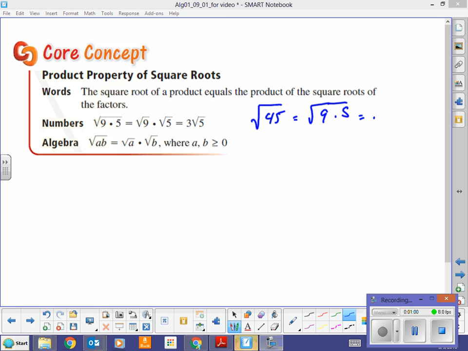And then I can think of that as really, this part here, the product of the square roots. So the square root of 9 times the square root of 5, and the square root of 9, because it's a perfect square, is 3. So this is 3 times radical 5. They're leaving out that first part over here, that this is really the square root of 45. We factor it down to the square root of 9 times 5. Okay, so let's take a look at some examples.